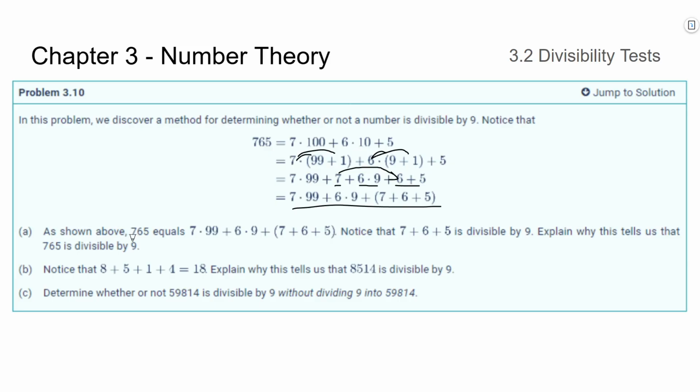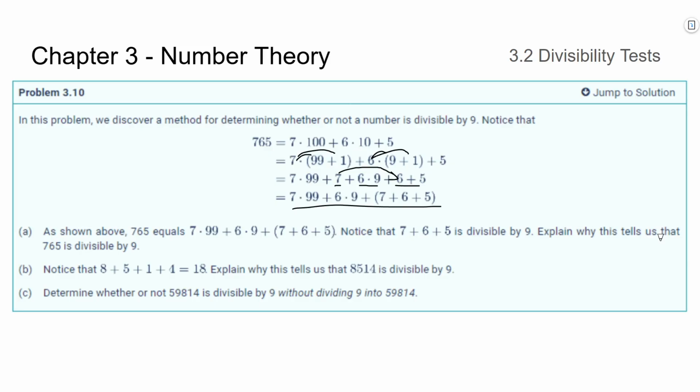As shown above, 765 is equal to 7 times 99 plus 6 times 9 plus 7 plus 6 plus 5. Notice that 7 plus 6 plus 5 is divisible by 9. 7 plus 6 plus 5 would be 13 plus 5 would be 18. So yes, that would be divisible by 9.